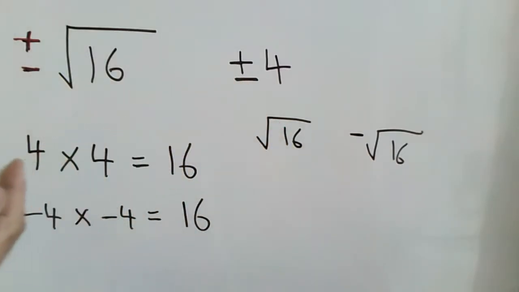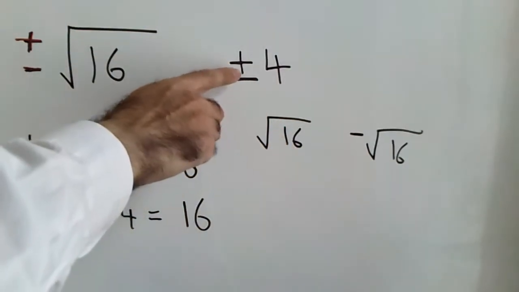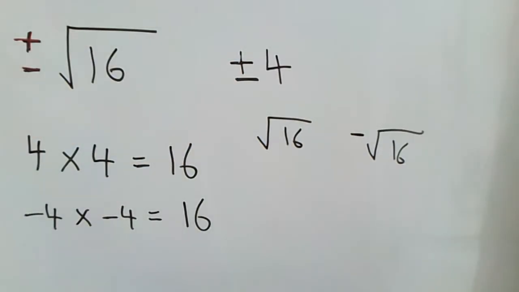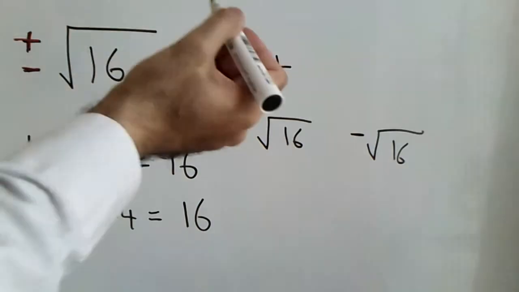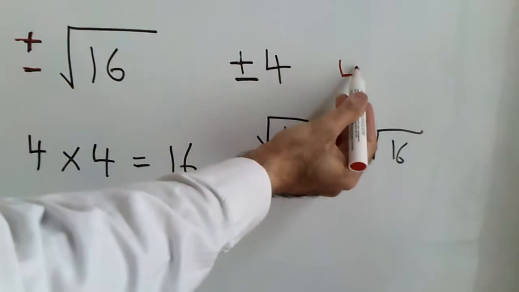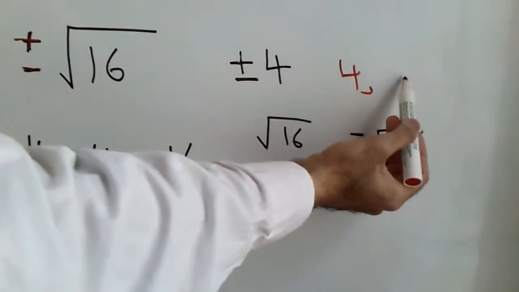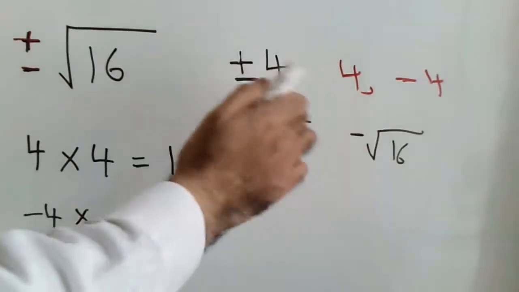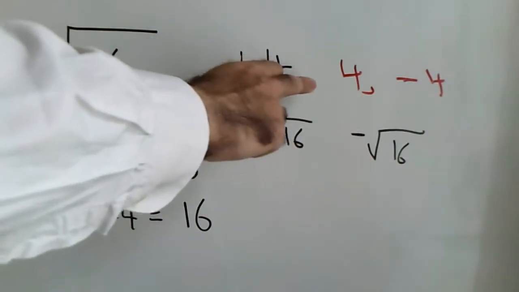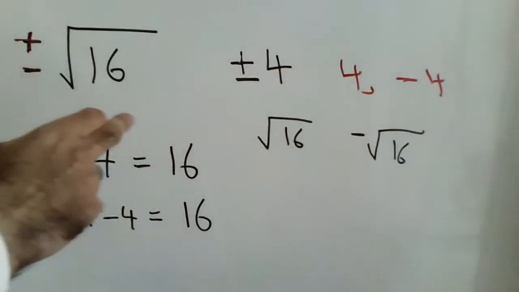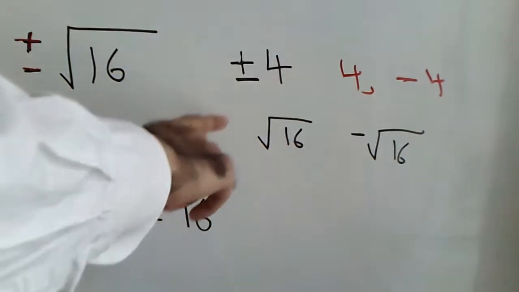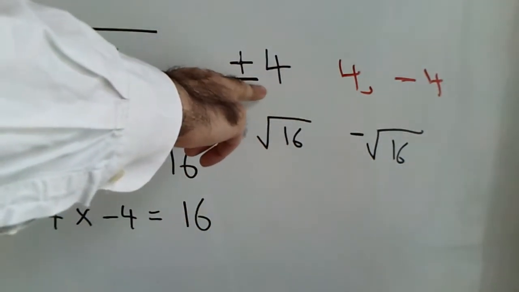So if you see this notation, a plus and a minus underneath, that means there are two answers: there is an answer of positive, and there's an answer of negative. All this notation is saying is that there are two answers. There's 4 and there's negative 4, because the square root has a positive and a negative answer.